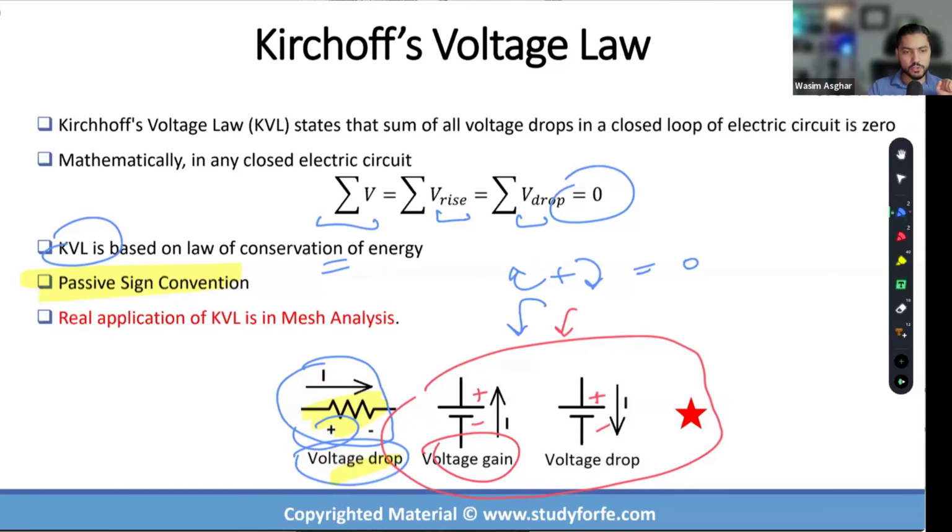But the real action is over here. I have a voltage source. If the current leaves the positive terminal, then only I'm going to record it as a voltage gain. If the current enters a positive terminal, it will be a voltage drop. That's the only thing I want you to take away from KVL. It's as simple as that. And the real application of KVL is in mesh analysis.